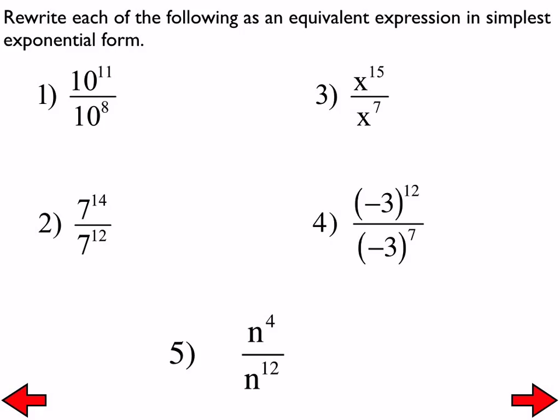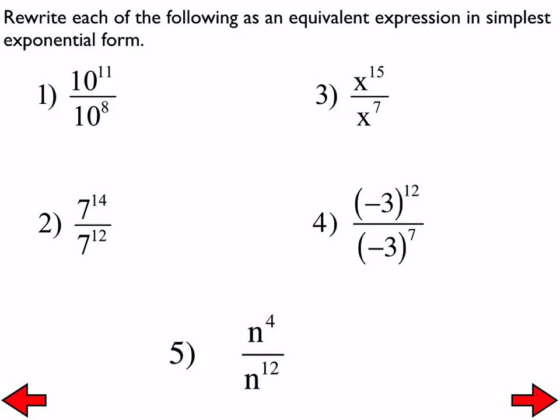All right, so we'll need to talk about a couple of things here. Let me just show you a very common mistake with problems like number 1, 2, and 4. A very common mistake when we haven't done things like this in a while is we try and do something like this. You can't do that because you actually have 11 10s on top and 8 10s on the bottom, not just 1 10. So make sure you don't make that common mistake.